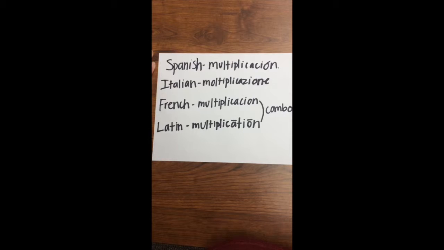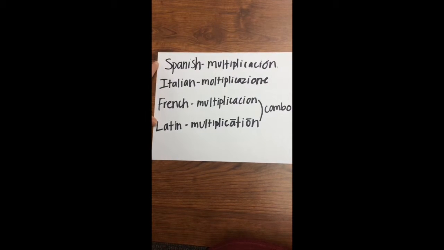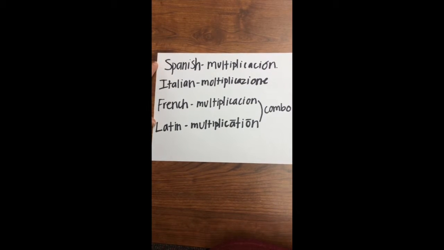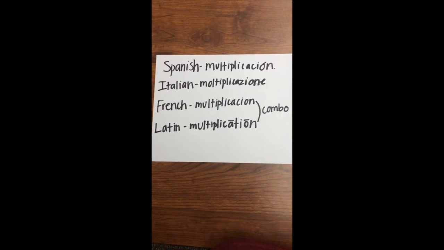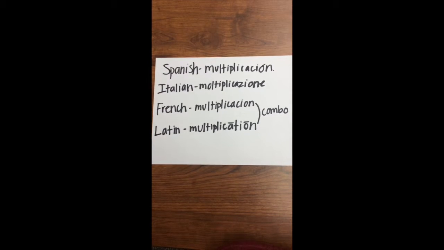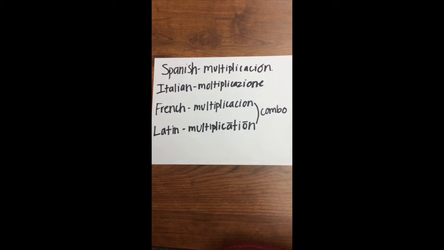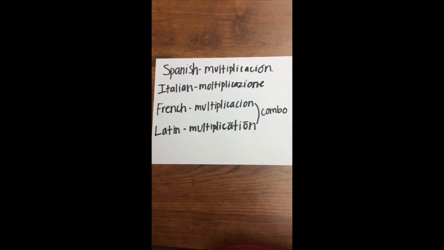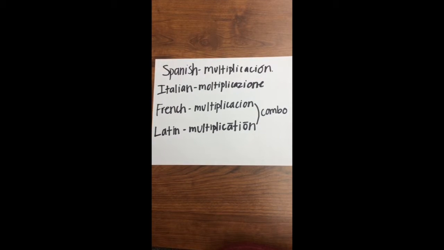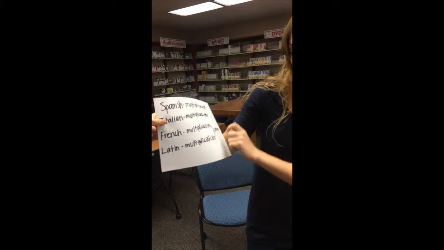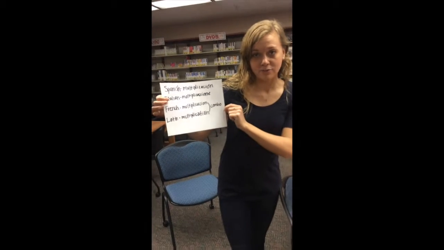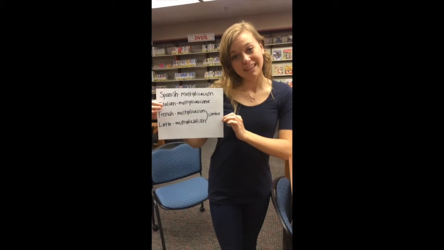Looking at multiplication in different languages, we can see that it's pronounced in a variety of ways. In Spanish, it's pronounced multiplicación. In Italian, multiplicazione. In French, multiplication. And in Latin, multiplicatio. As we said earlier, multiplication is a combination of these two words. So when you combine the French and the Latin words together, you get multiplication.